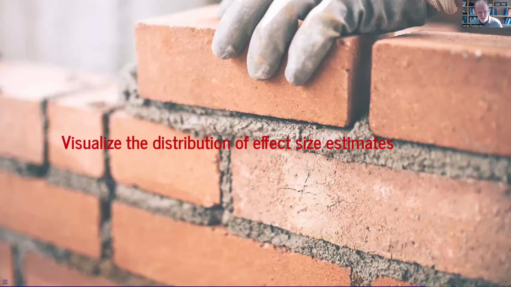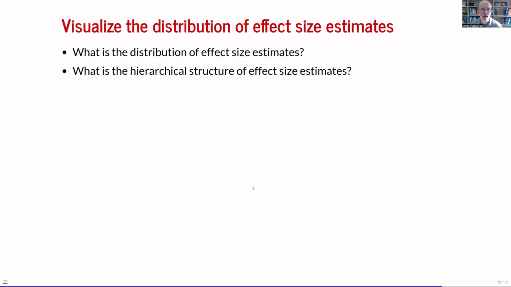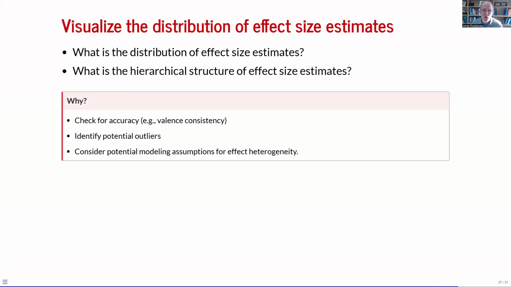The last stage, and I know I'm bumping up against time here, is to look at the distribution of effect size estimates. These will be the focal dependent variable in your analysis. And again, we're interested in the distribution and the hierarchical structure for mostly the same reasons that we're interested in standard errors. The basic thing would be to check that the effect sizes are accurate, for instance, that the valence of the effect size is coded the right way for the particular outcome that you're looking at.